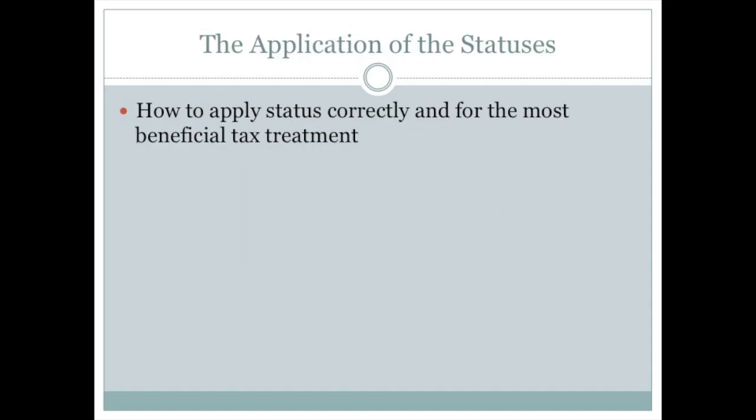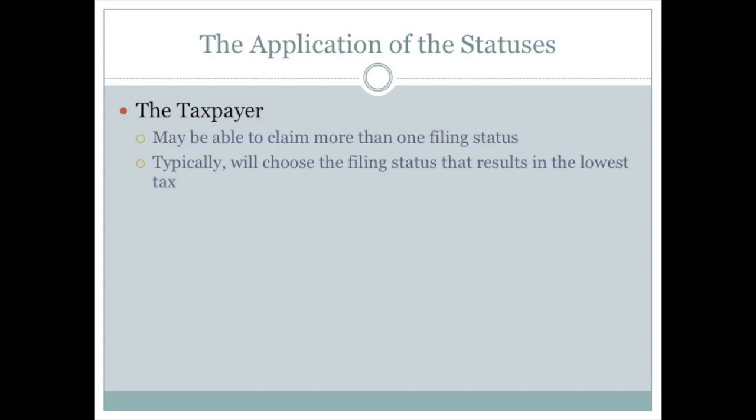Next, my partner Colin will get into each of these statuses, the restrictions, the qualifications, and how to apply them so as to find the most beneficial tax treatment for you or your client. A taxpayer may be able to claim more than one filing status. However, the prudent taxpayer will choose the filing status that results in the lowest tax liability.